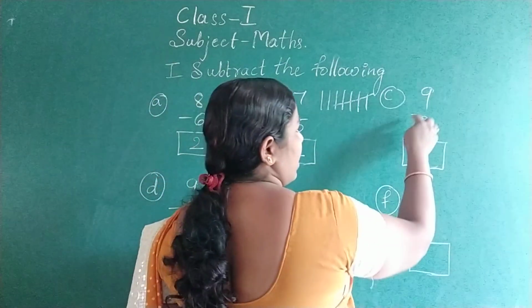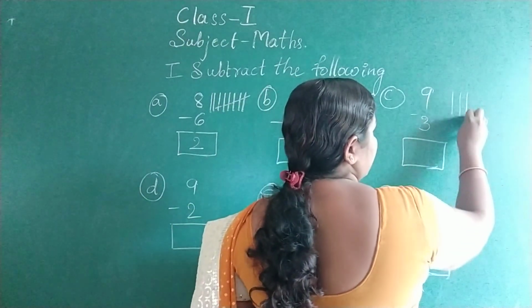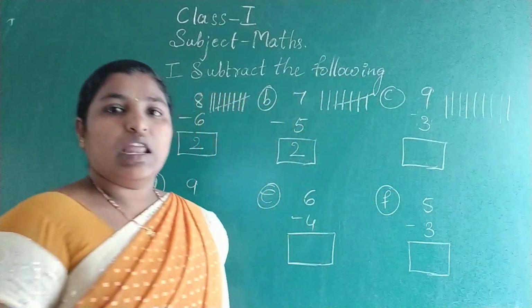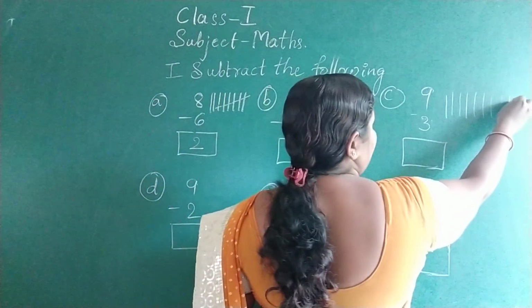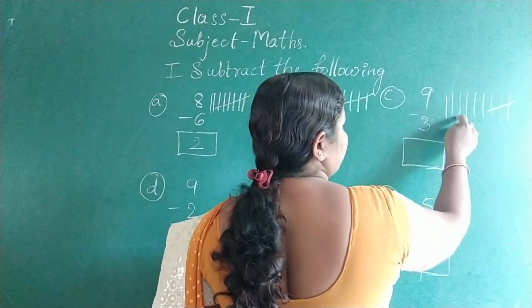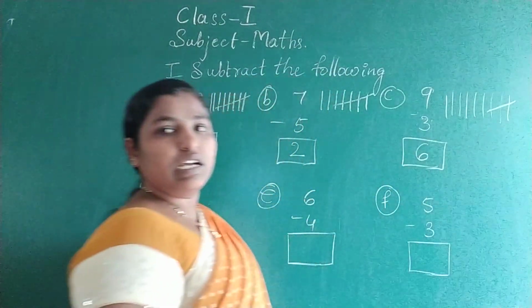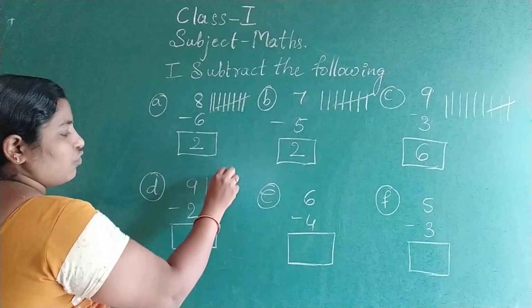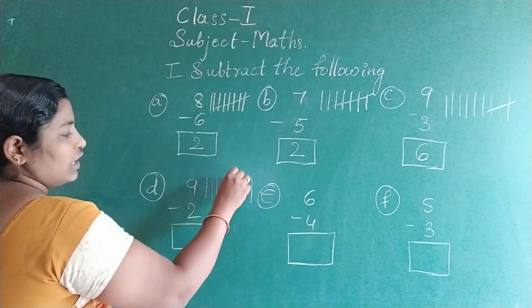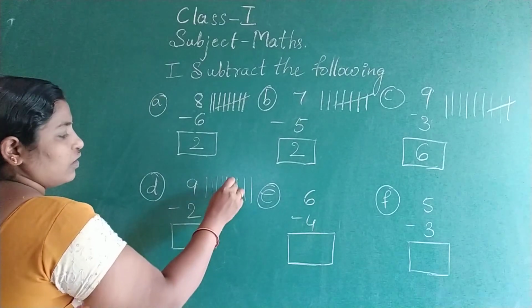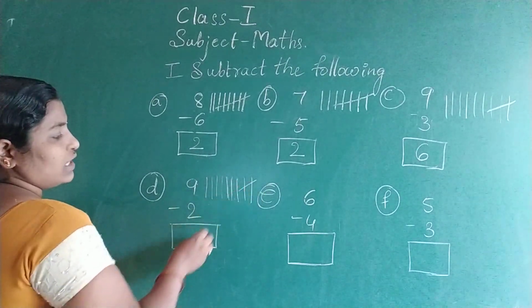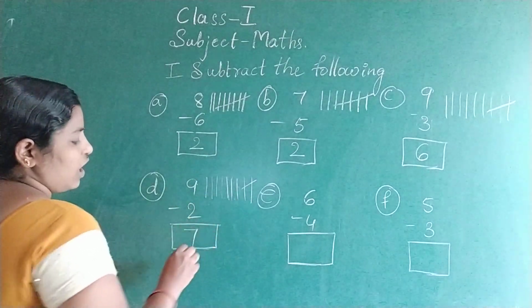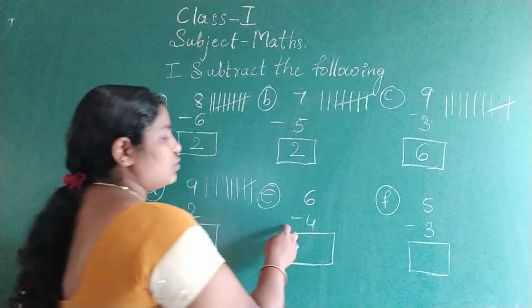Next, 9 minus 3. 1, 2, 3, 4, 5, 6, 7, 8, 9. Cross out 3: 1, 2, 3. Remaining: 1, 2, 3, 4, 5, 6. 6 is the answer. Next, 9 minus 2. Draw 9 lines and cross out only 2 lines. How many are remaining? 1, 2, 3, 4, 5, 6, 7. The answer is 7.